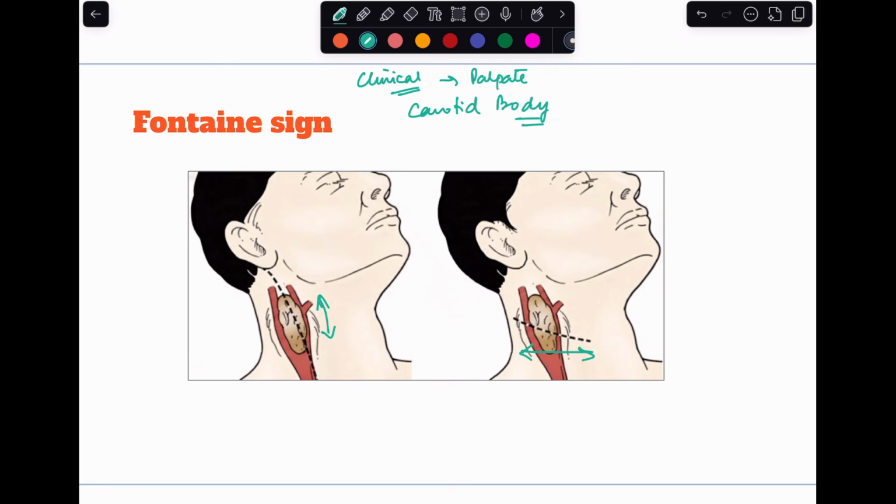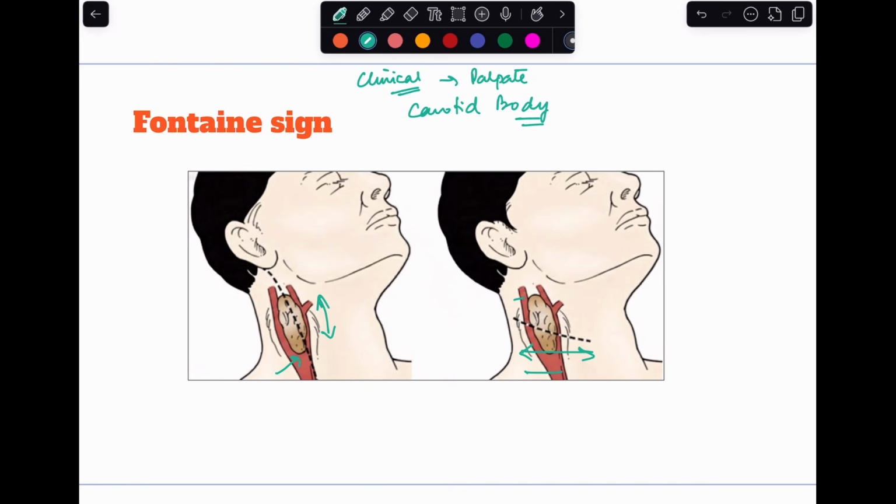Now, why does this happen? As you can see in the image, the carotid body tumor is actually fixed at the carotid bifurcation. It grows in between the internal and the external carotid artery. Because of that, we are able to do this lateral movement because there are loose tissue planes. But since it is anchored between the internal and external carotid artery, we cannot do a vertical movement.